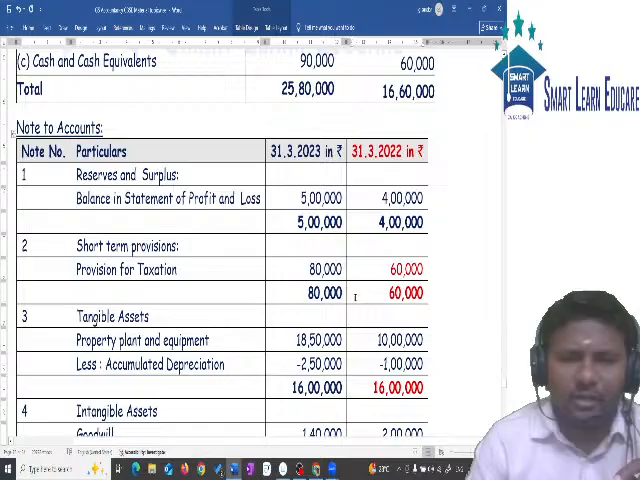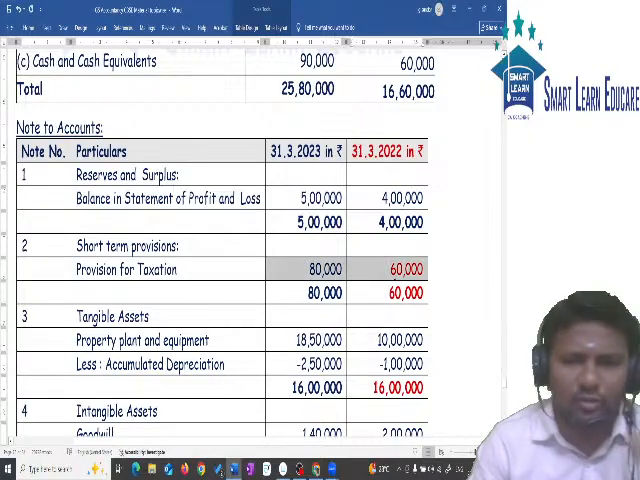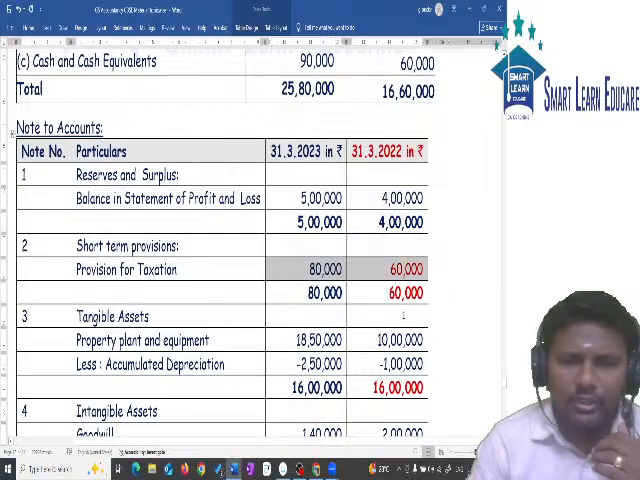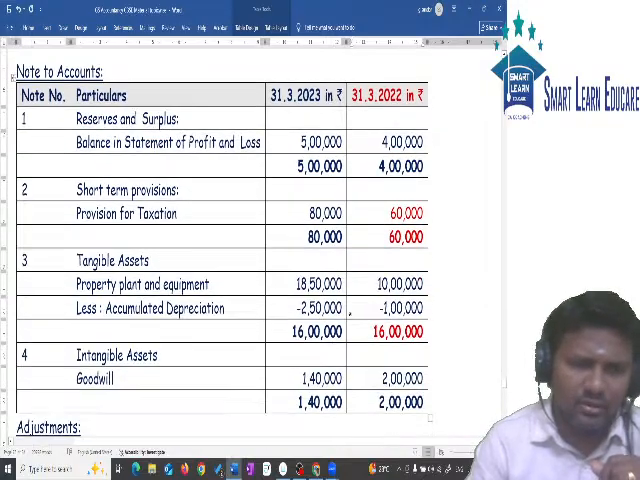And provision for tax, for both years, it is mentioned as 80. That also make a change. Actually it is not 80 for both years. One year it is 80, and for the other year it is 60.